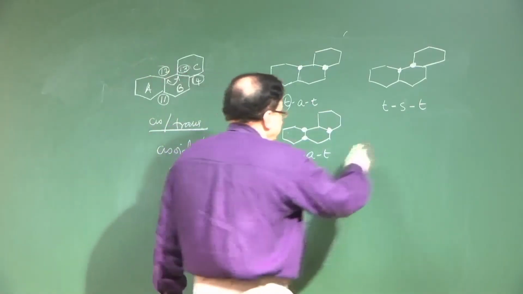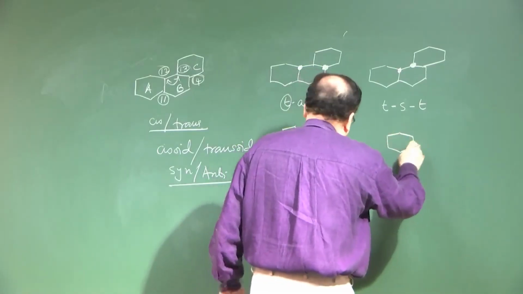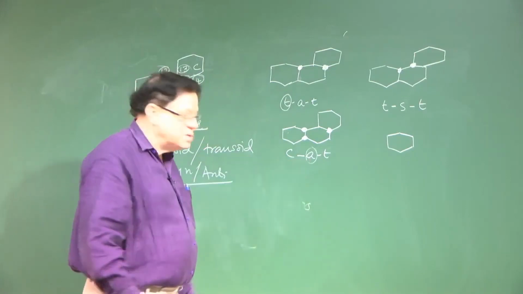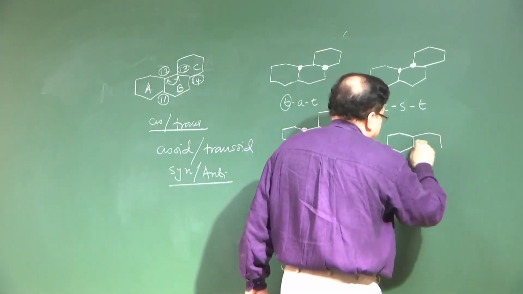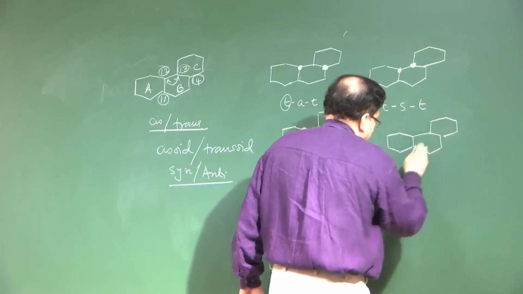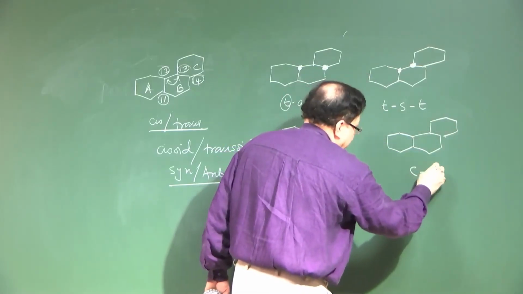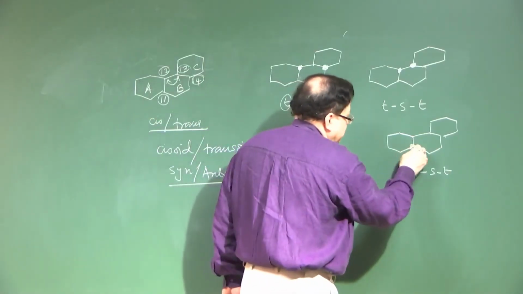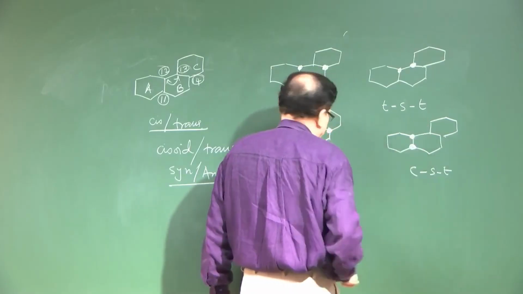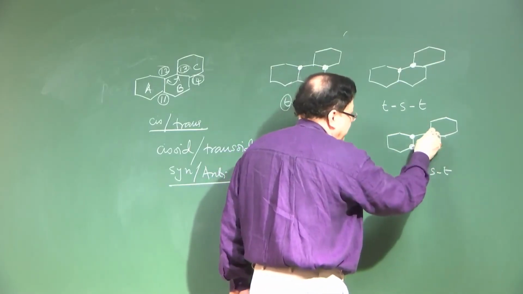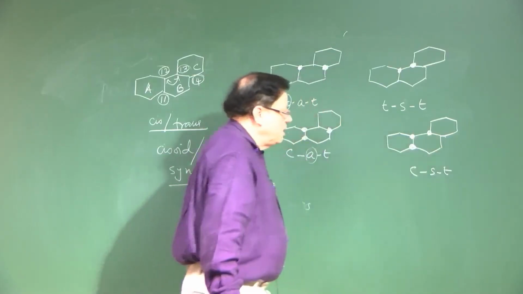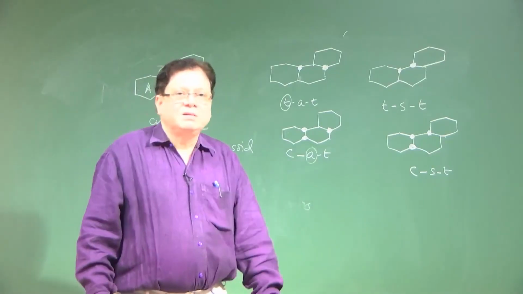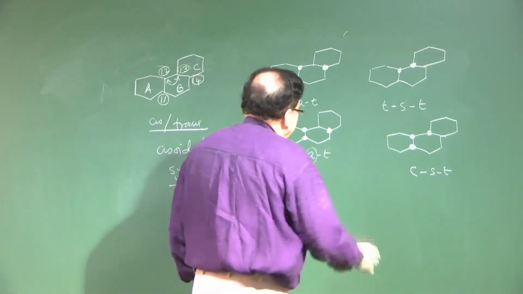Okay. Then what will be the next one? The next one is that you make it syn here, that means cisoid. So, that will be CST. So, CST. So, you have to make it cis, that means both bold, then you have to make it syn, that means again these two should be bold, and then trans. So, this is the planar structure of the CST isomer. Okay. So, 4 are gone.